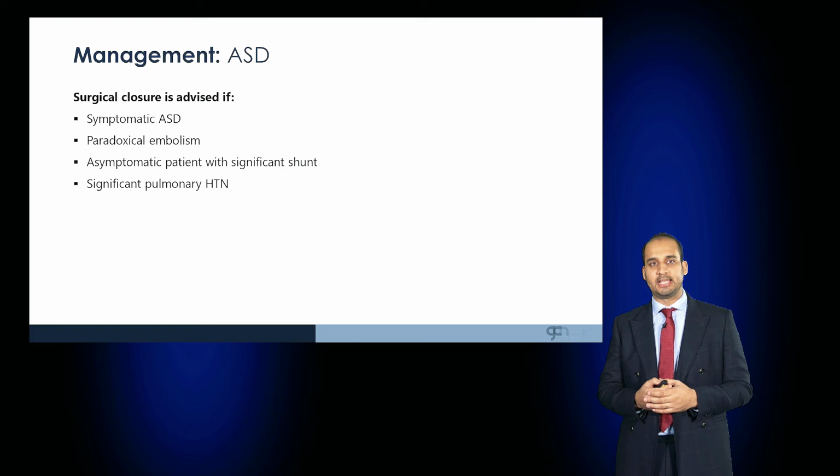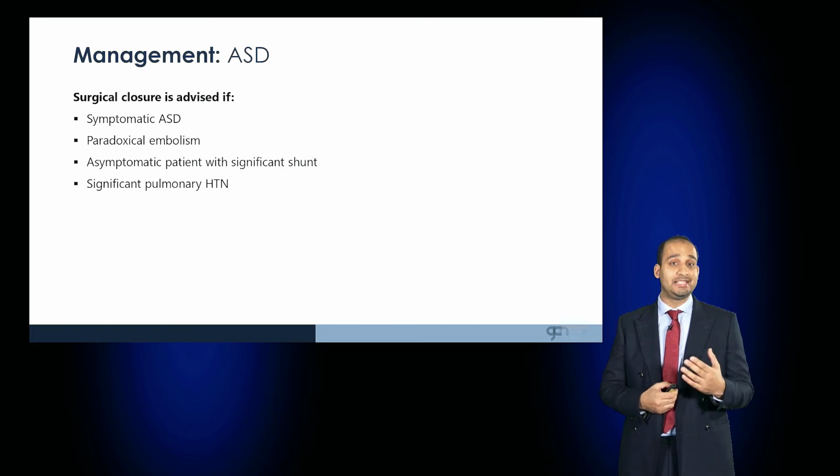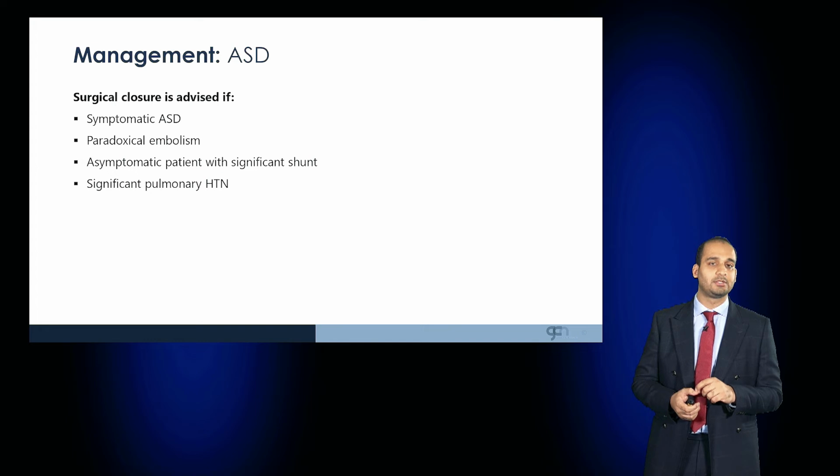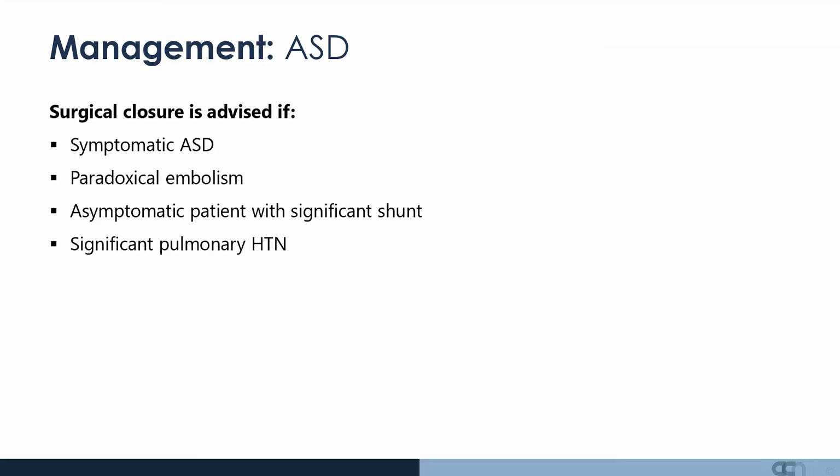The management of ASDs: symptomatic ASDs should be surgically closed, as well as those that result in paradoxical embolization, and asymptomatic patients with significant shunts or the development of right heart pressures or pulmonary hypertension also advocate surgical closure.